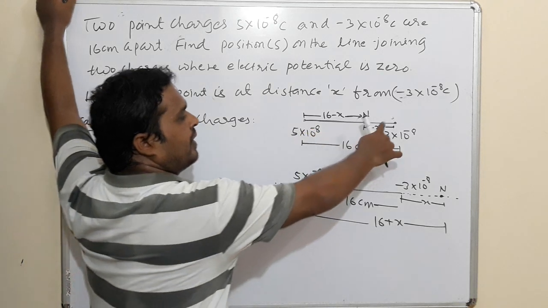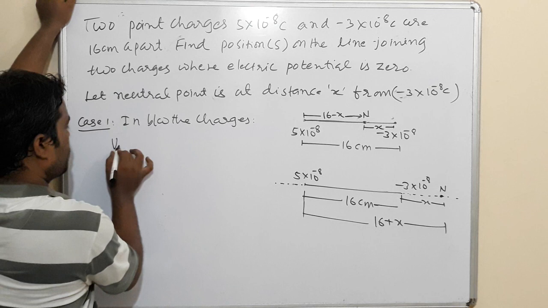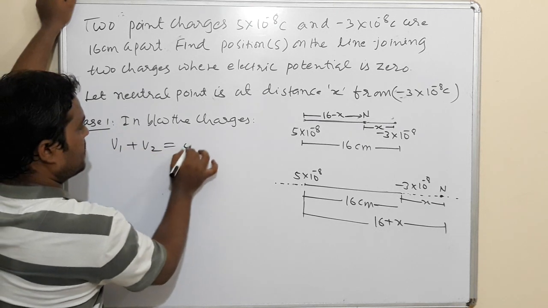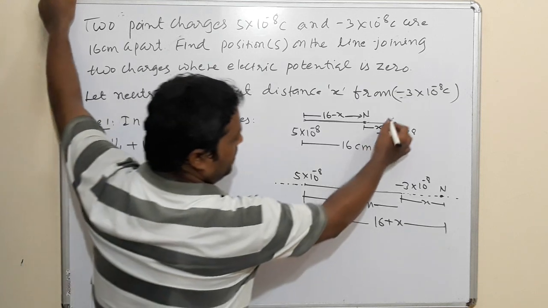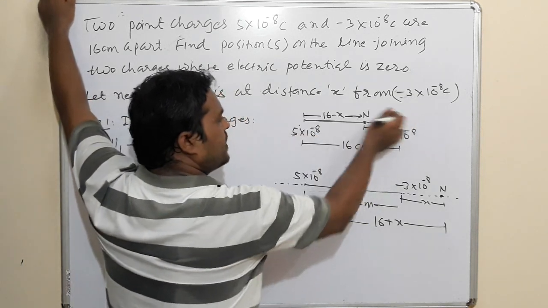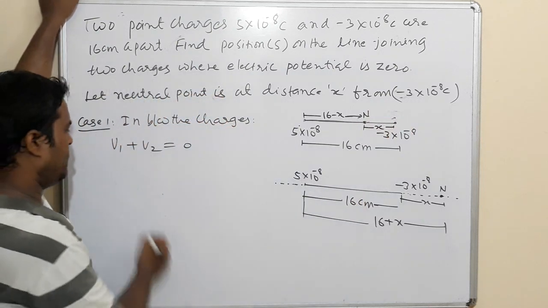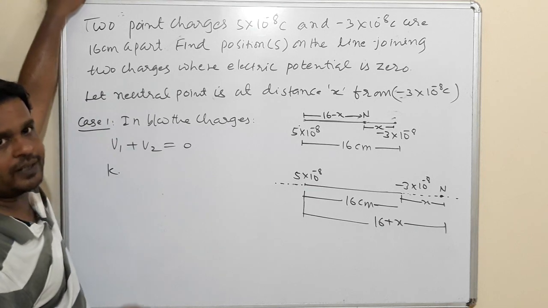See, at this point two potentials will be there, and the net should be equal to 0. V1 plus V2 must be 0. V1 is the potential due to this charge, and V2 is the potential due to this charge. Then this will be 1 by 4 pi epsilon naught. I will write just K.